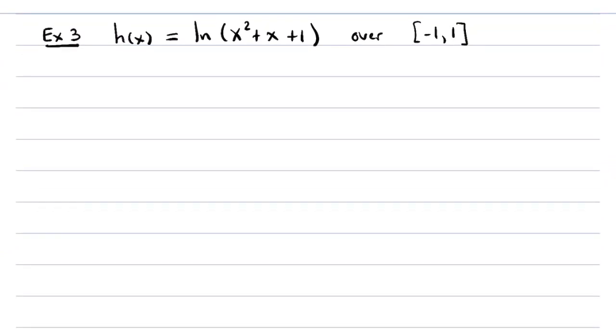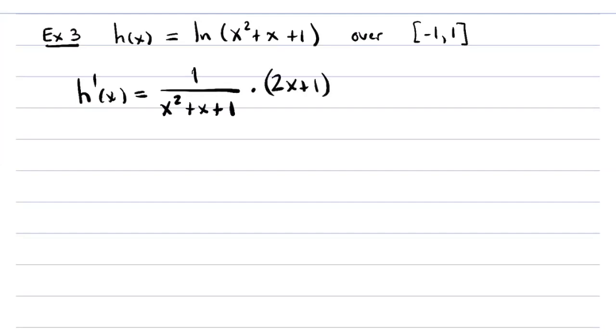What do we start with? Start with the derivative computation. So h prime, we've got to find good and bad critical points. H prime, derivative of natural log is, well, 1 over. So we have to differentiate this log with the chain rule and then multiply by the derivative of the inside. So writing that as a single fraction, we have 2x plus 1 over x squared plus x plus 1.